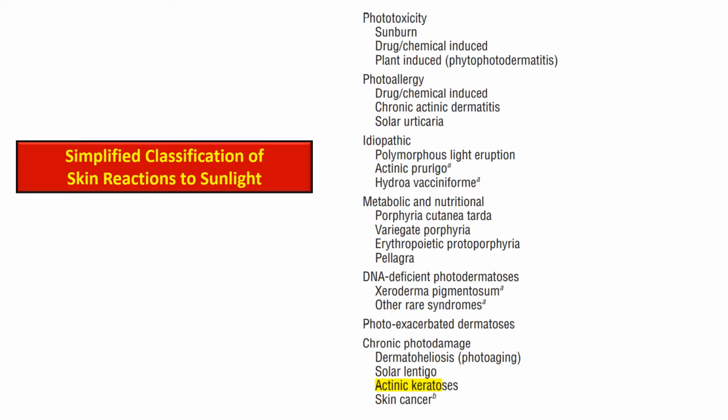There are a number of conditions that are associated with skin reaction to sunlight. This is a simplified classification for these conditions. These include phototoxicity, photoallergy, idiopathic conditions, metabolic and nutritional disorders, DNA deficient photodermatosis, photoexacerbated dermatosis, and chronic photo damage.